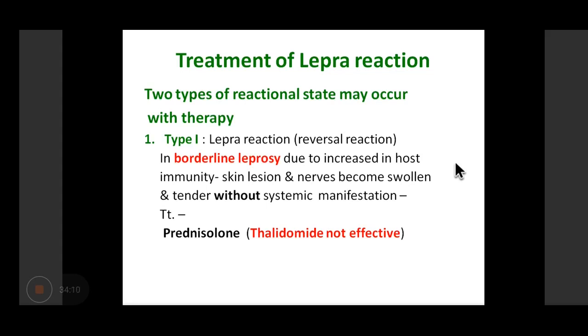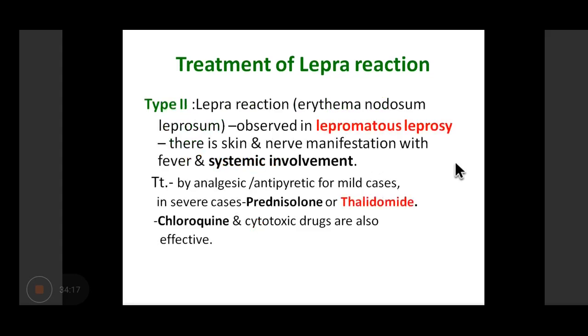There are a lot of characteristics of type 1 and type 2 leprosy reaction, and how to differentiate both. You need to read it on your own, or in pathology, they will discuss. Type 2 leprosy reaction is also known as ENL, erythema nodosum leprosum. It is a very important term, mostly observed in lepromatous leprosy. So type 1 is mostly observed in borderline, while type 2 is mostly observed in lepromatous leprosy.